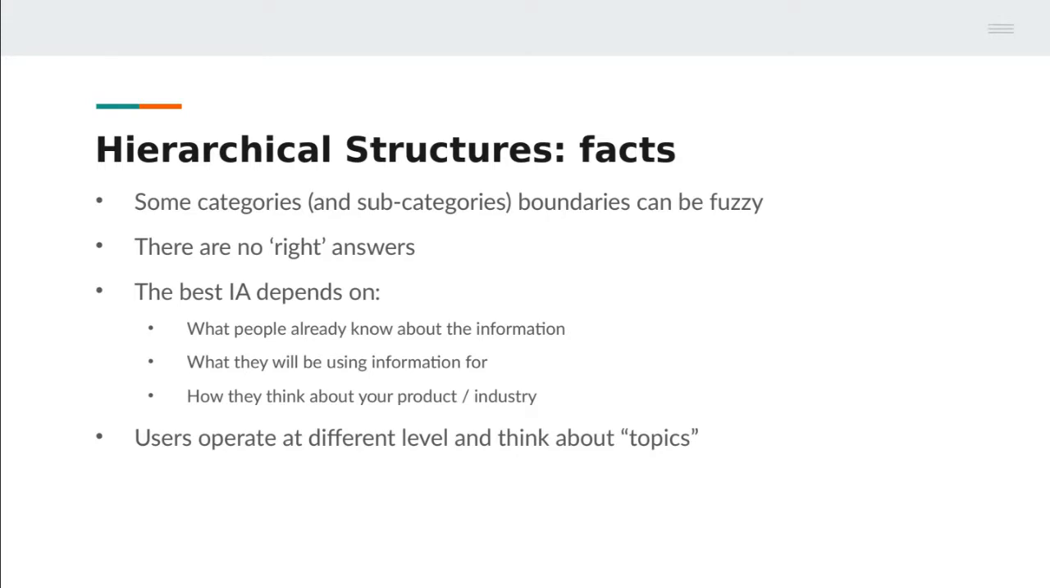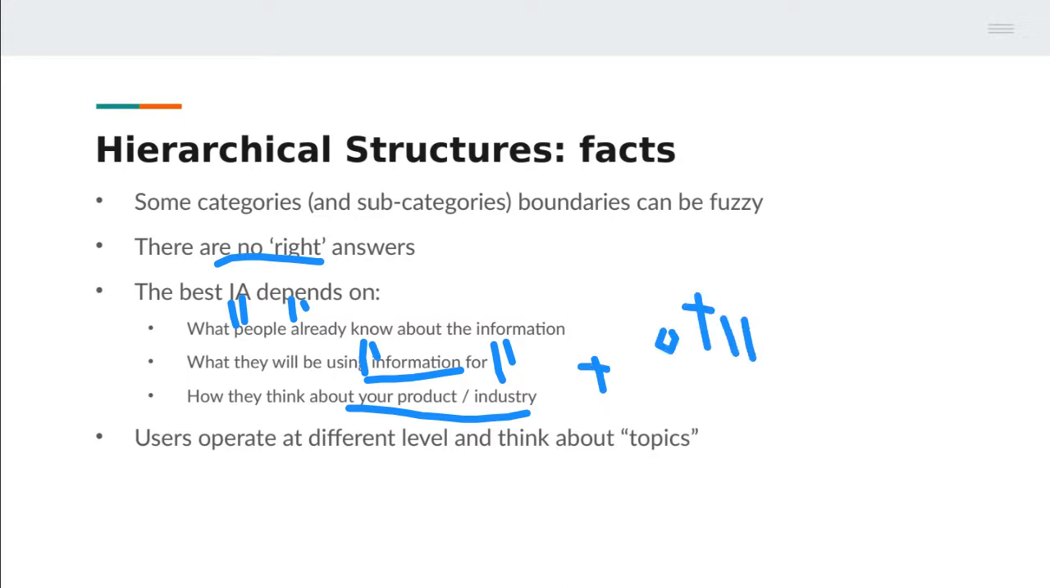And let's carry on. There is no right or wrong answer. And I think you're seeing that the best information architecture will depend. What do people know about your product, about the information? If I'm an Air Miles collector, as they call them, I have different needs and understand Air Miles a little bit better than someone who doesn't know anything about them. So you need to take that into account. What are they going to be using the information for? Again, they're looking for information. And then how do they think about your product in the industry, plus other similar products?